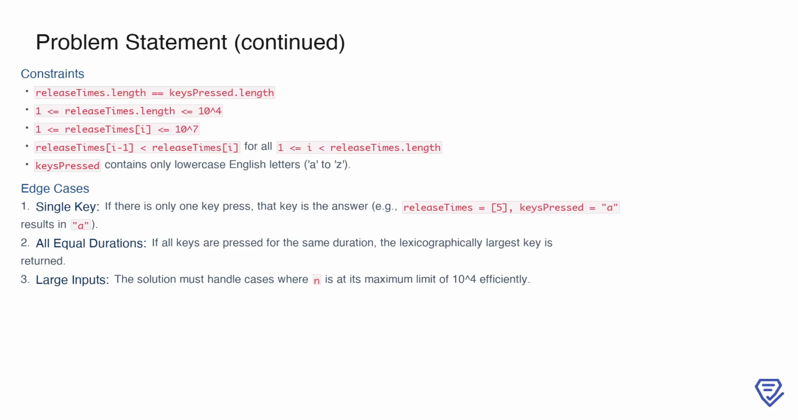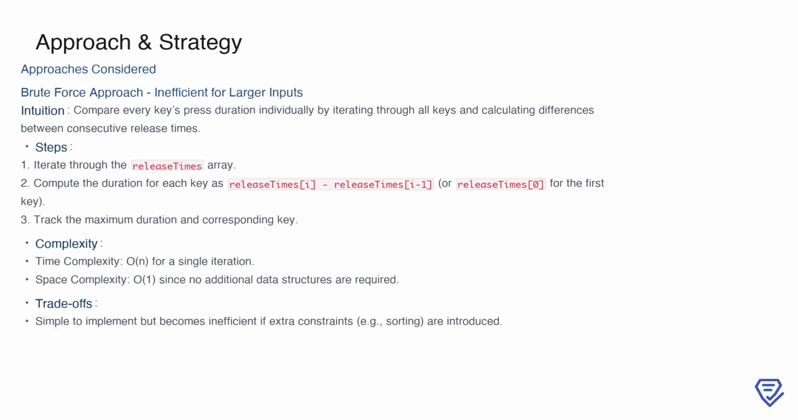When considering different approaches for this problem, one option is the brute force method. The main intuition here is to calculate the duration for each key press by iterating through the release times array and finding the difference between consecutive release times. For the first key, the duration is simply its release time since there's no prior key. During this process, we keep track of the maximum duration encountered and the corresponding key. The time complexity for this approach is O(n), as it requires a single iteration through the release times array, and the space complexity is O(1), since no additional storage is needed.